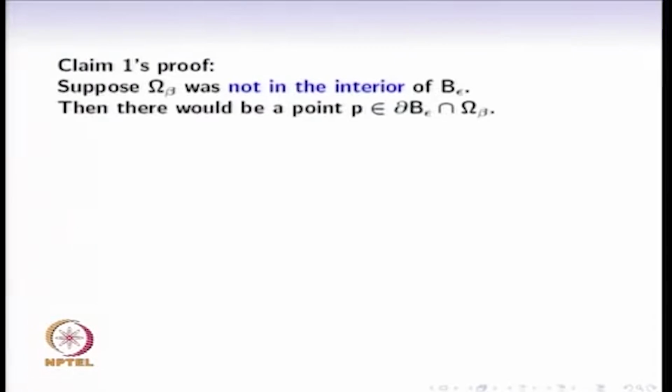So, the first important property is that omega beta is in the interior of B epsilon. But suppose it were not in the interior, then there would be a point that is on the boundary of B epsilon and also inside this omega beta set.